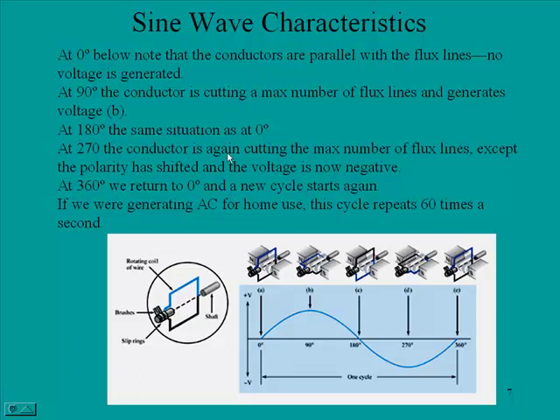At 270, the conductor is again cutting the maximum number of flux lines, except the polarity has shifted, and the voltage is now negative. So here, notice that the blue is over here in the south, and over here it was north, and now we are generating our negative signal, and we are at 270 degrees. At 360 degrees, right here, we return to 0 degrees, and a new cycle starts again. If we were generating AC for home use, this cycle would repeat 60 times per second.